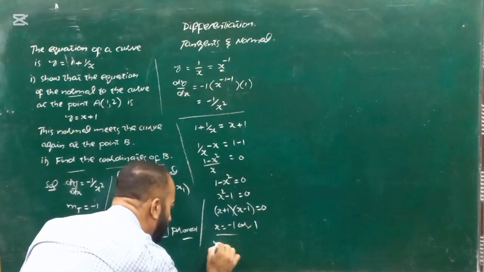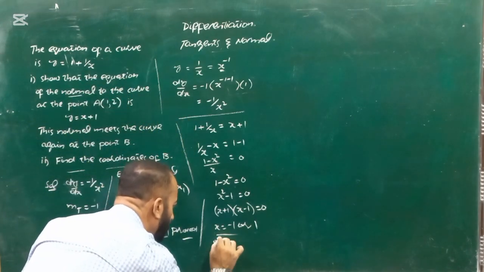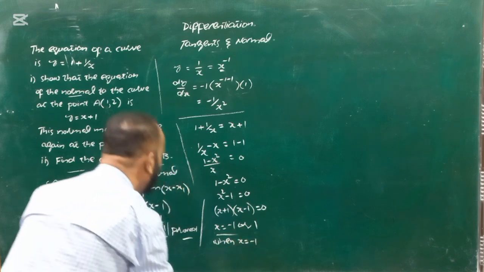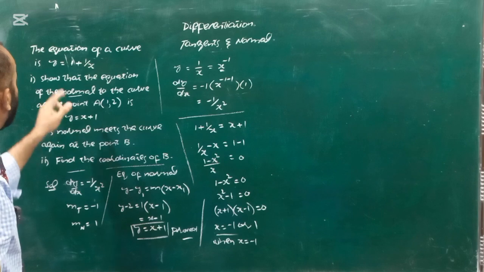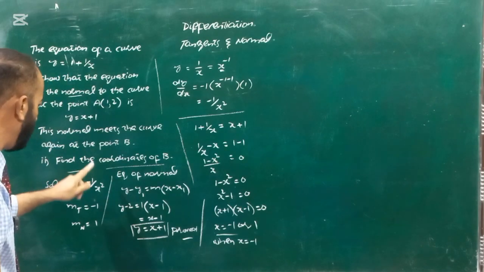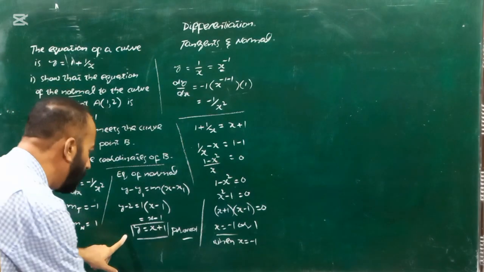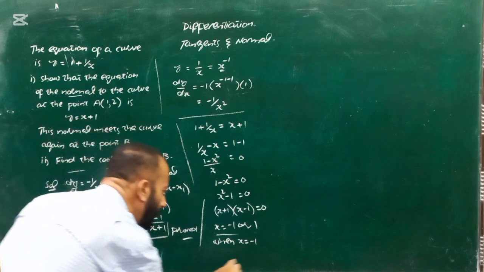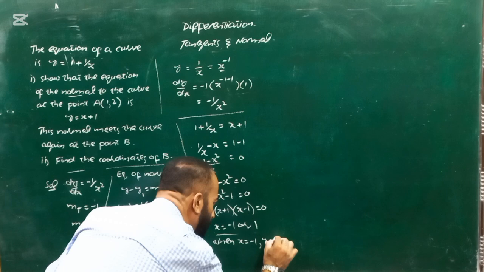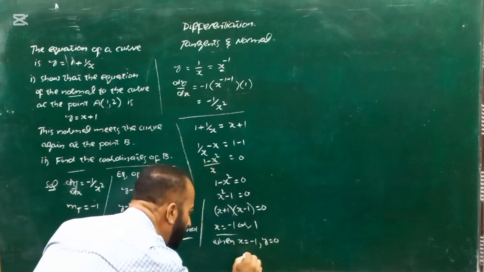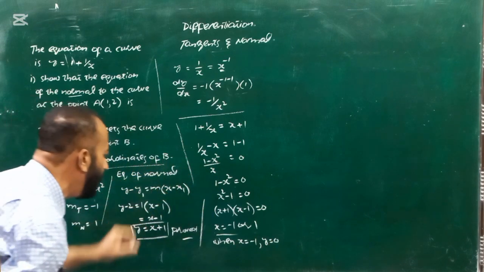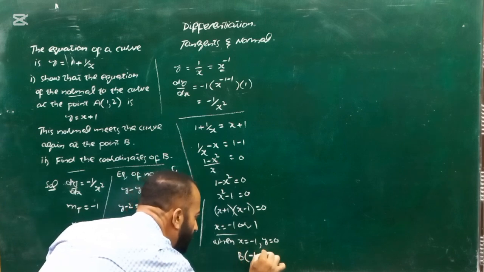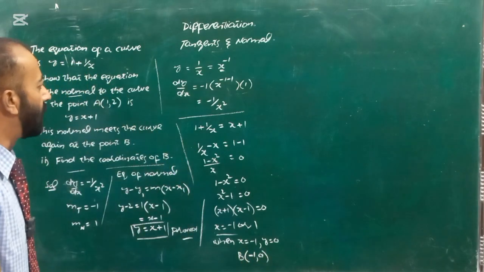So when x is equal to minus 1, put this minus 1 anywhere into the curve or into the normal. So look, now we are putting this into this. So minus 1 plus 1 will be equal to 0. So y will be 0. So it means the meeting point, that is again the B point, will be minus 1 and 0. So this is the other point.